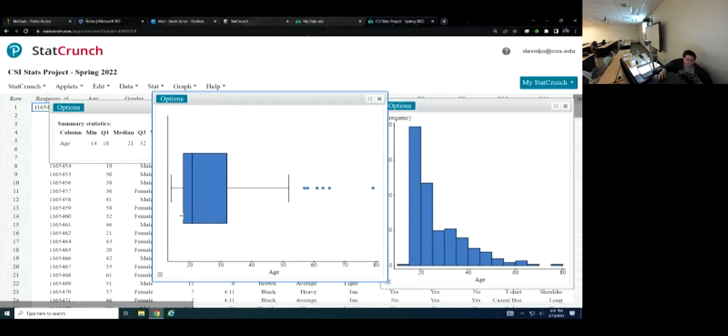If I look right here and follow this left line of this box down, it's just to the left of 20. And Q1 is just to the left of 20. If I follow this middle line here, this black line down, it hits just to the right of 20 and it's at 21. That's the median.